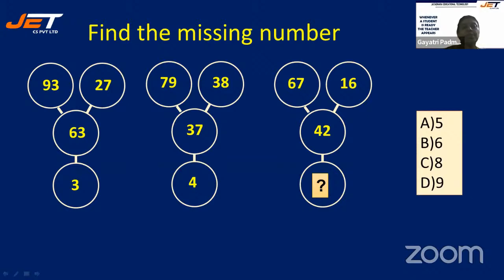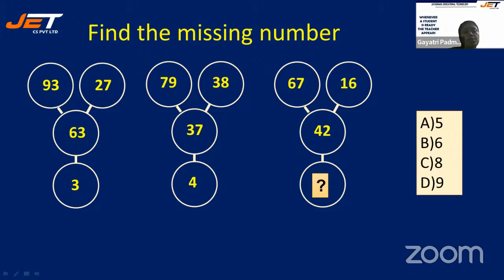In the first set, you have 93, 27, 63, and 3. And in the second set, you have 79, 38, 37, and 4. And in the third set, we have 67, 16, 42, and dash. So what should be the dash? Is it option A, 5? Or is it option B, 6? Or is it option C, 8? Or is it option D, 9?